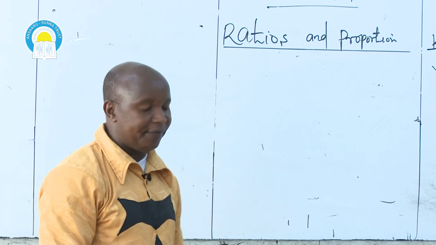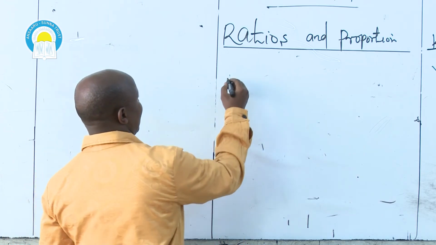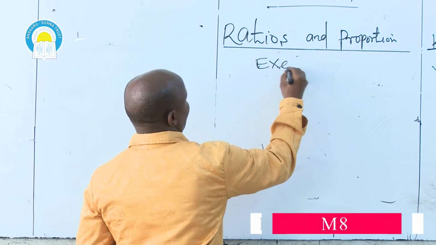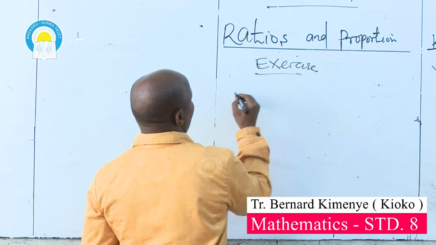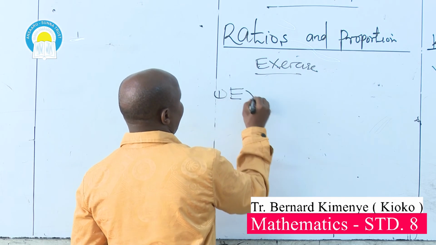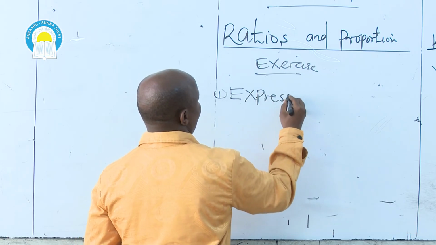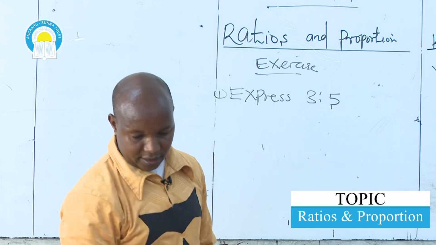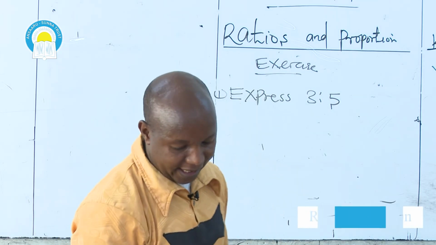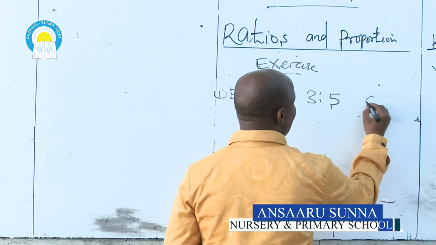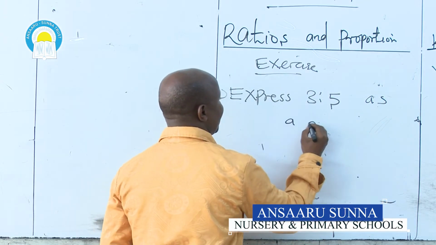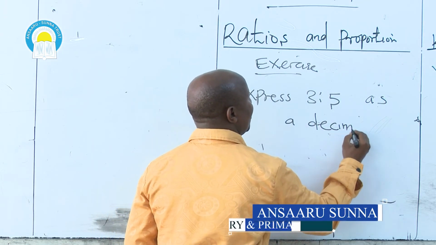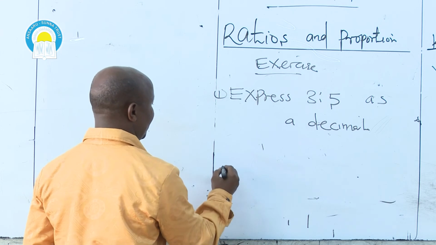Express 3:5 as a decimal. This is the exercise. Express 3:5 as a decimal. That's question number 1.